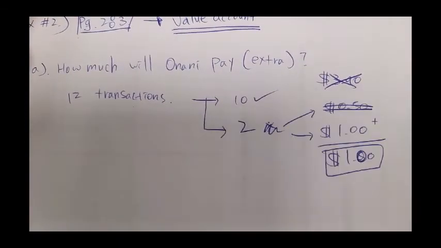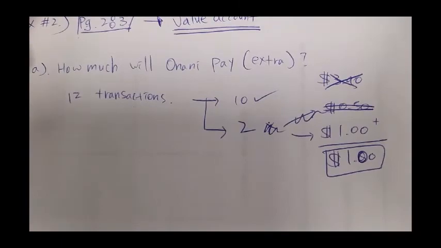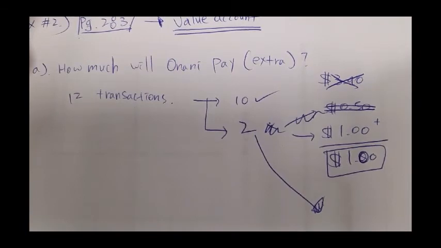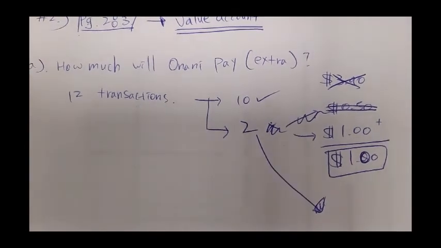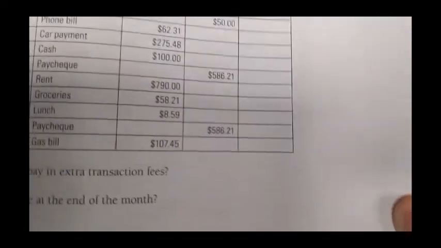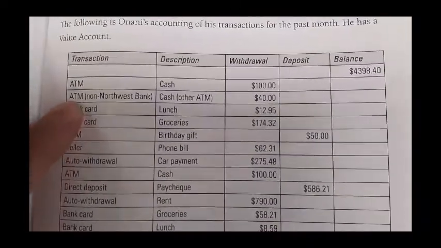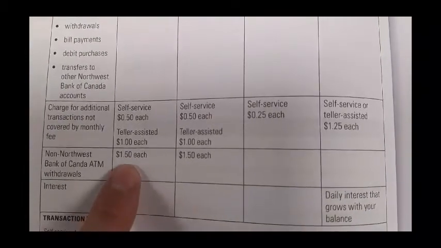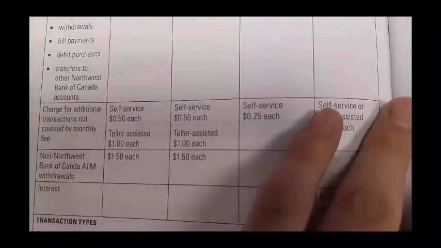sorry, let me just do this one more time. I have, again, the teller assisted service that I went over, which is one of them. The other one, there you go. It turned out that this person, Onani, didn't use an ATM for Northwest Bank of Canada. If you look at the very second part, in fact, I will show you if you don't mind. There is a part where, can you see this? Non-Northwest Bank. So that means I basically need to pay $1.50 penalty for that one.